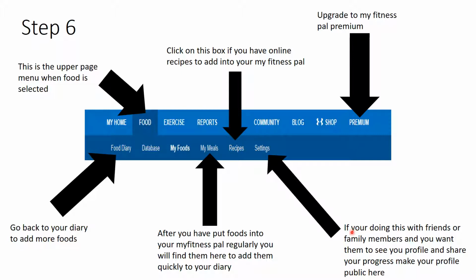And if you are doing this with friends or family members, and you want them to see your profile and share your progress, make your profile public. All you need to do is go into settings. So this is a cool little thing if you're doing this with a group of people, then that way everyone can see what you've eaten as well. So if you do need a bit of accountability, that can be just as good too. All right, let's go on to the next page.